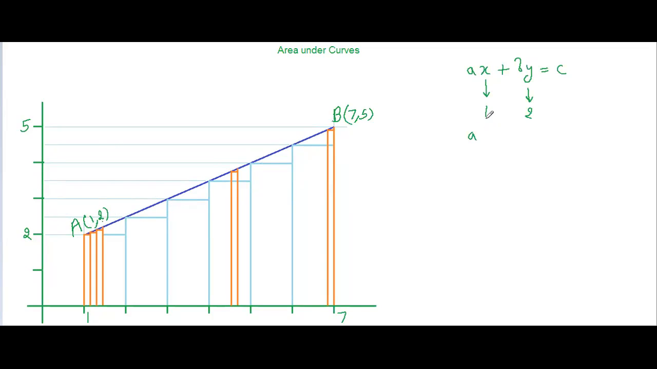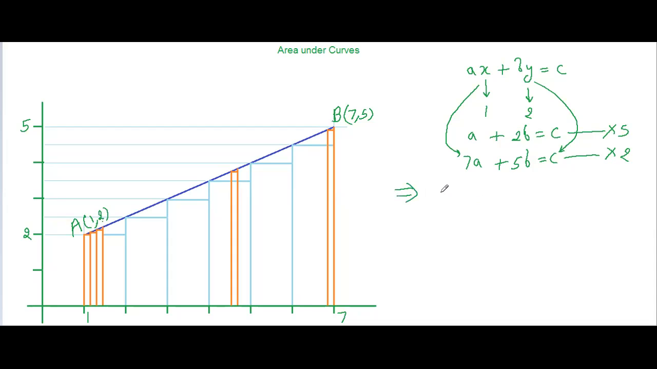So as the point 1, 2 lies on it, that means x coordinate can be taken equal to 1 and y coordinate can be taken equal to 2. So we get a times 1, that is a, 2 times b, that is 2b, equal to c. Similarly, if we put the second point 7, 5, we can take x equal to 7, so 7a, and y equal to 5, so this is 5b equal to c.